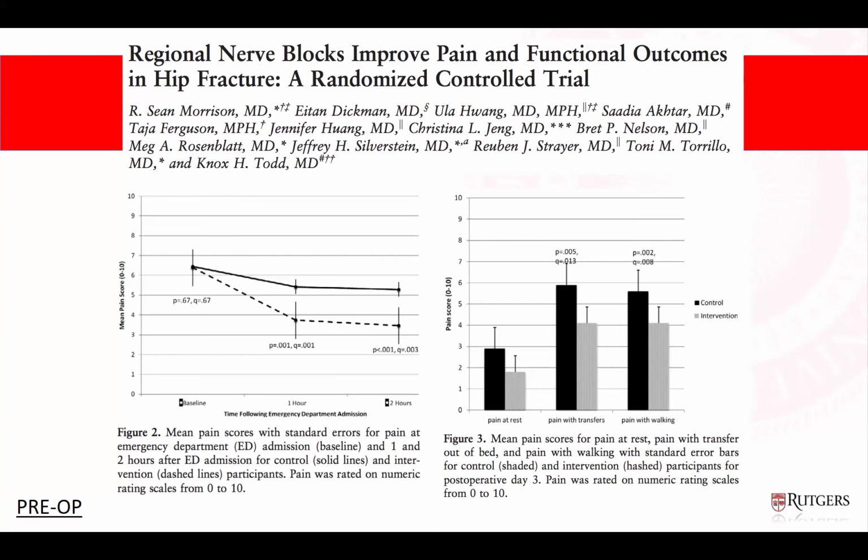Shown on the left is the VAS score after admission to the emergency department. As you'd imagine, the block patients had a significantly decreased pain score initially after the block compared to the control pain regimen. And then similarly to the last study, the pain with transfers and walking on postoperative day 3 was significantly better in patients with a nerve block than those without.